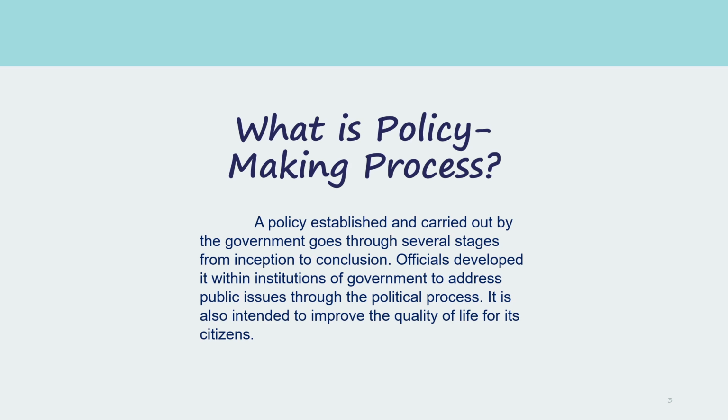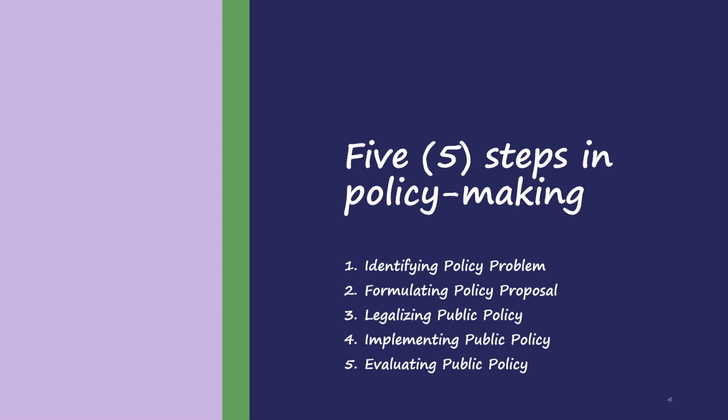Policymaking involves a combination of processes. Although not always clear cut or easily distinguished, political scientists have identified these processes for purposes of analysis. They include the following, which are the five steps in policymaking. Number one is identifying policy problems, then formulating policy proposals, legalizing public policy, implementing public policy, and finally evaluating public policy.